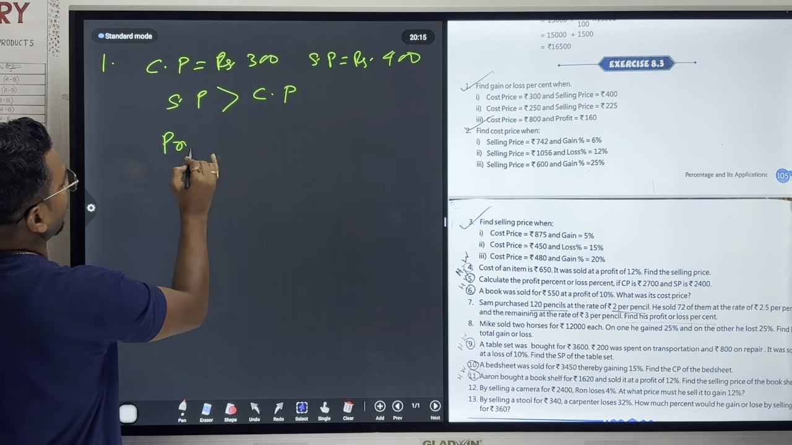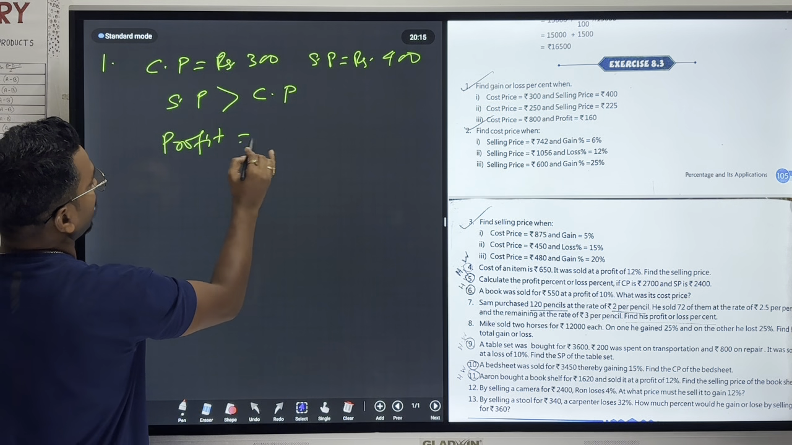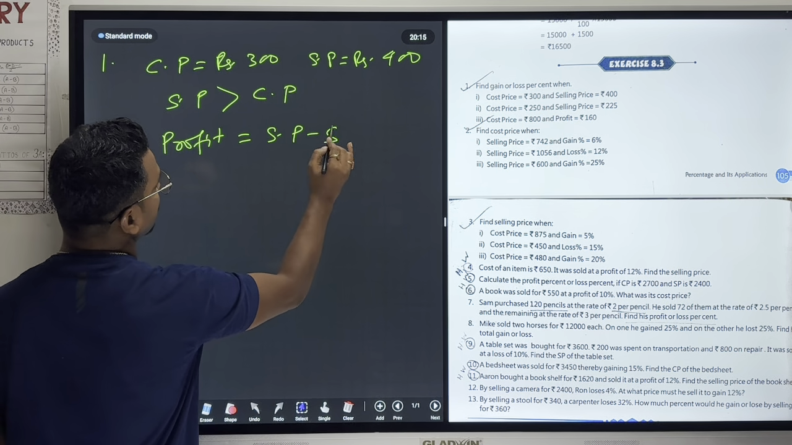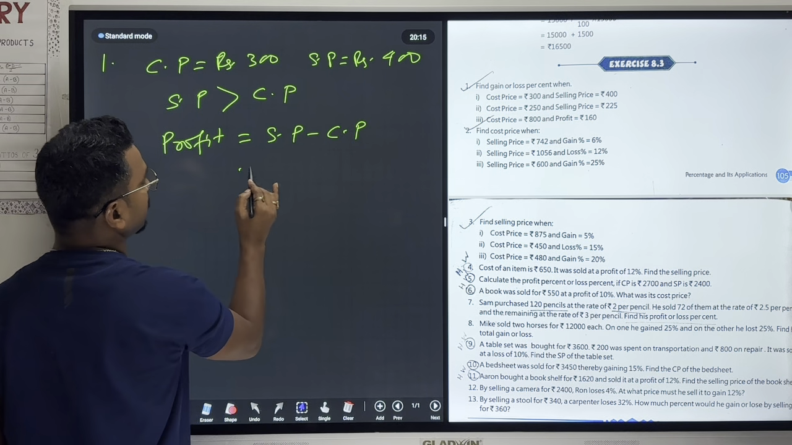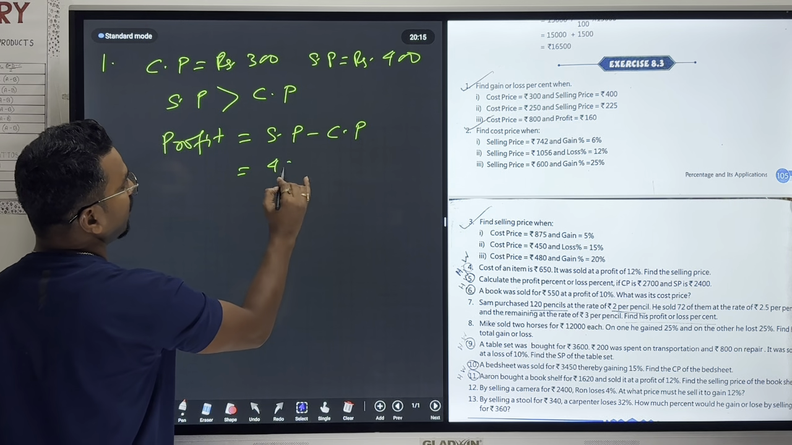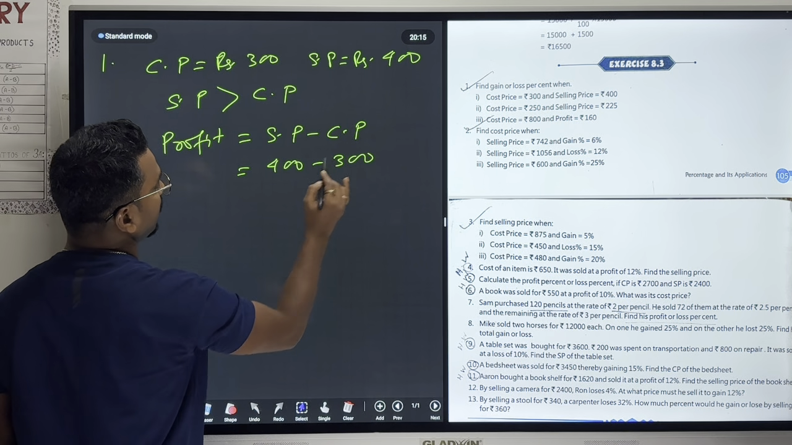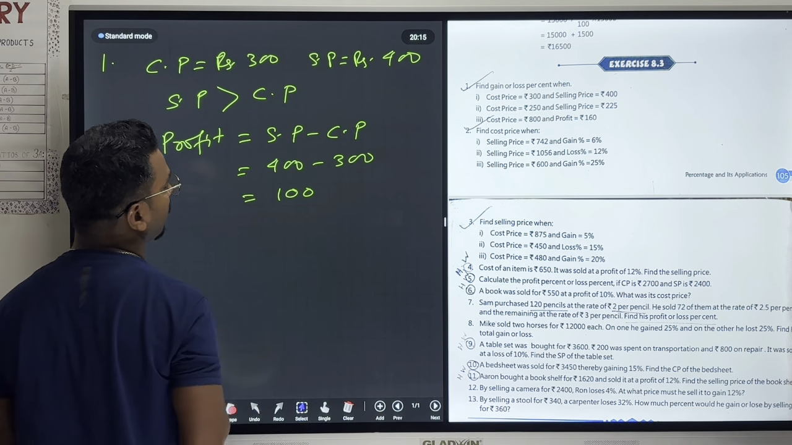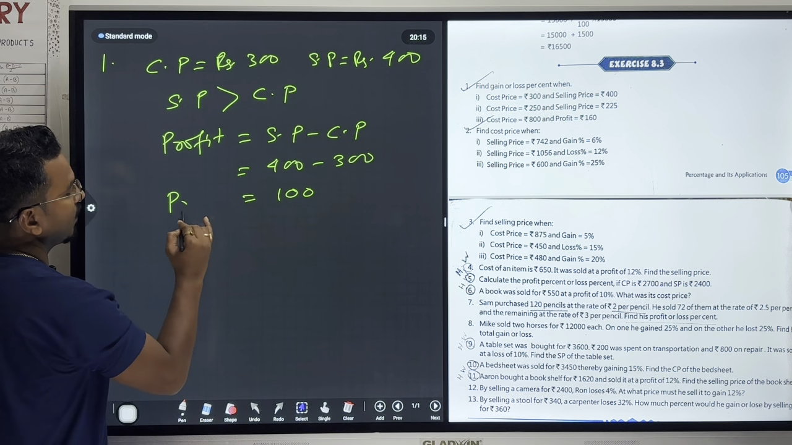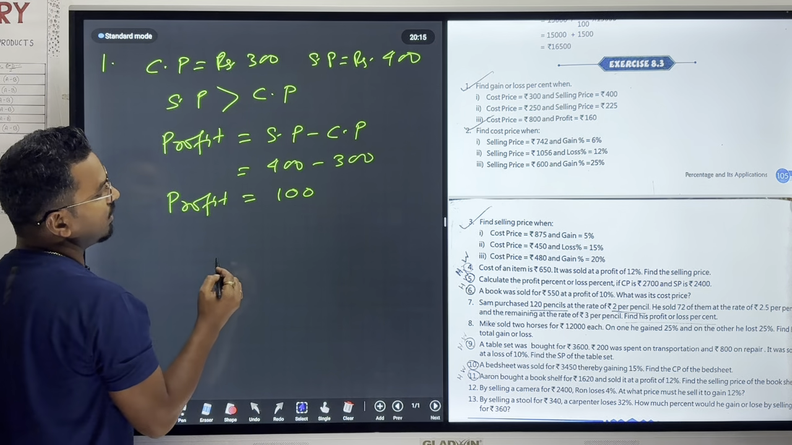So what is the profit? Profit equals selling price minus cost price. What is the selling price? 400 minus 300. So you have a profit of rupees 100.